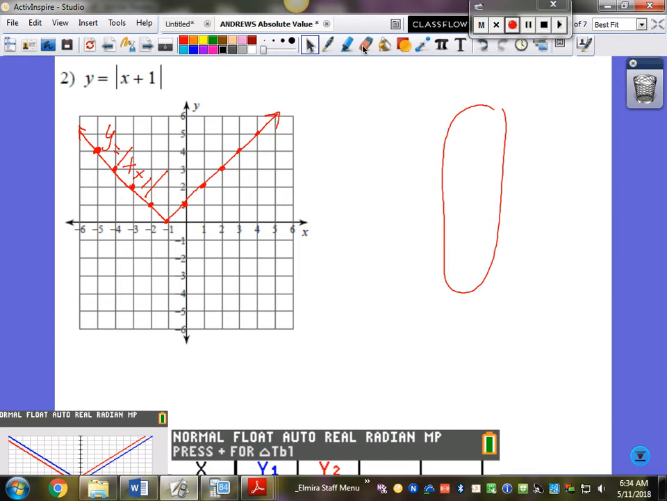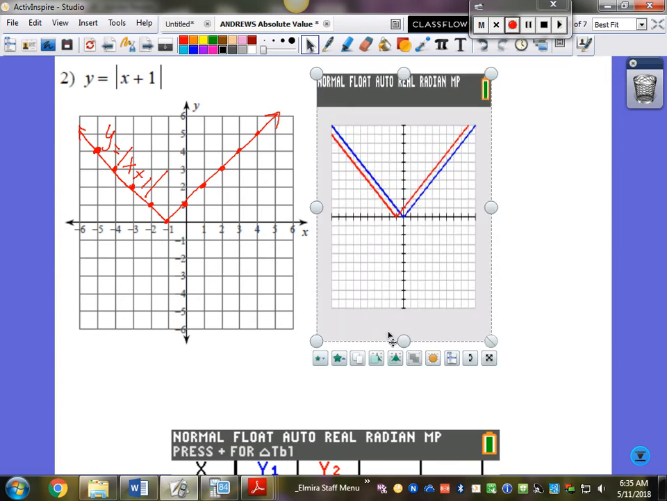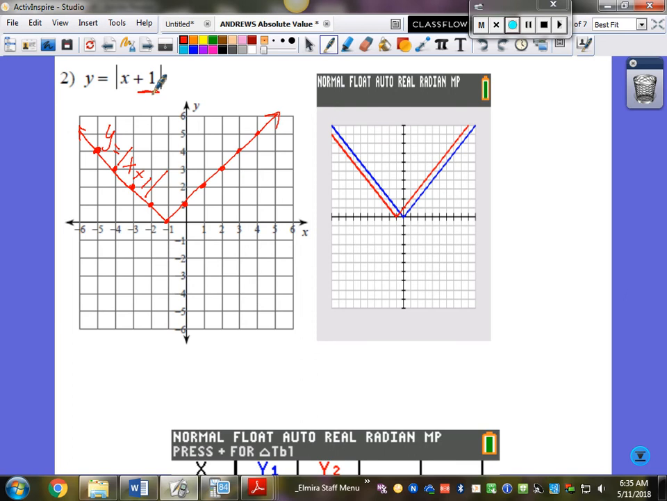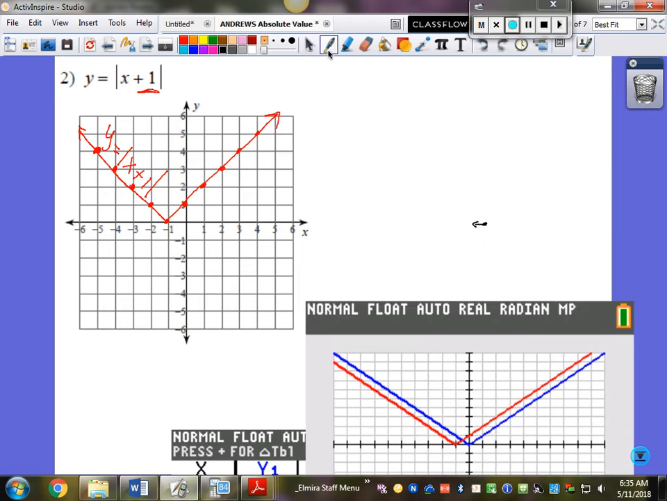So again, I wanted you to talk about not just making the graphs, but I want you to talk about what shifted from the parent function. And you can just look at the graph on your calculator. All right, so what does adding 1 on the inside do? It moved our vertex from right here at the origin. +1 moved it to the left 1. So it moved our function left 1. Didn't move up, didn't move down, didn't change how wide it opened. Okay, just moved it to the left 1.